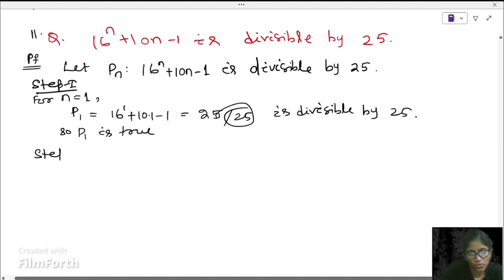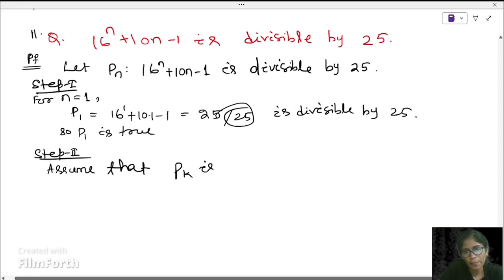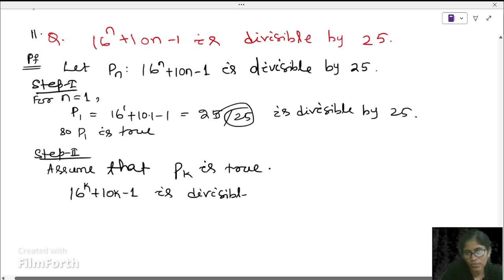Next step, assume that Pk is true. That means 16 to the power k plus 10k minus 1 is divisible by 25.